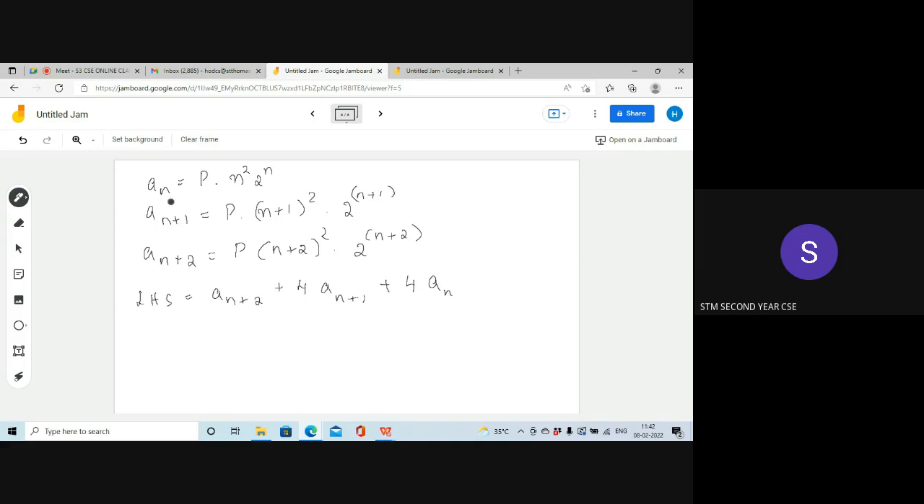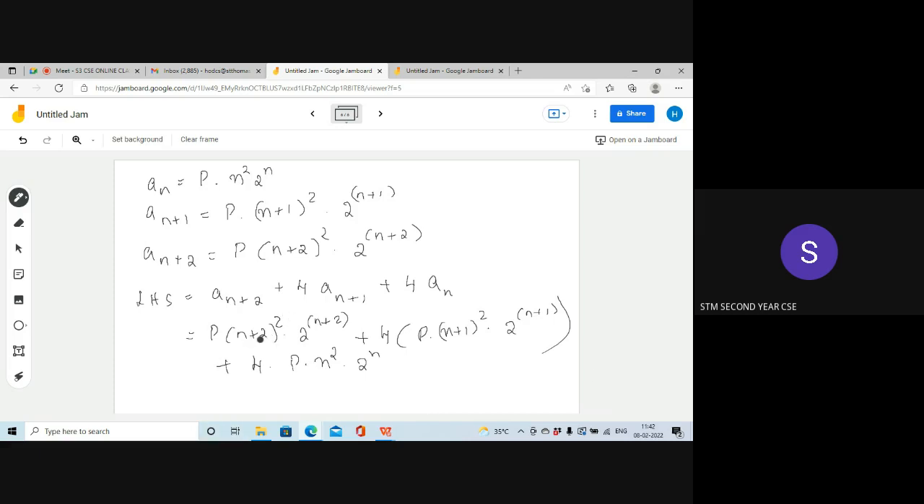Okay, now substitute for a(n+1) and a(n+2) here. You will get a(n+2) is this one, that is p into (n+2) the whole square into 2 raised to n+2, plus 4 into a(n+1) is this term. So 4 into p into (n+1) the whole square into 2 raised to n+1, plus 4 into a(n) is this term. So 4 into p into n square into 2 raised to n. So this is LHS. We have to solve this.